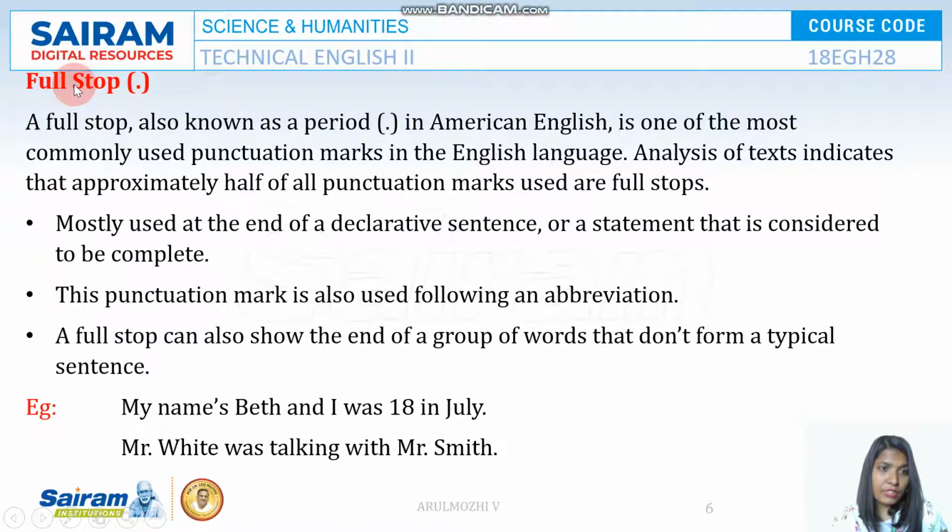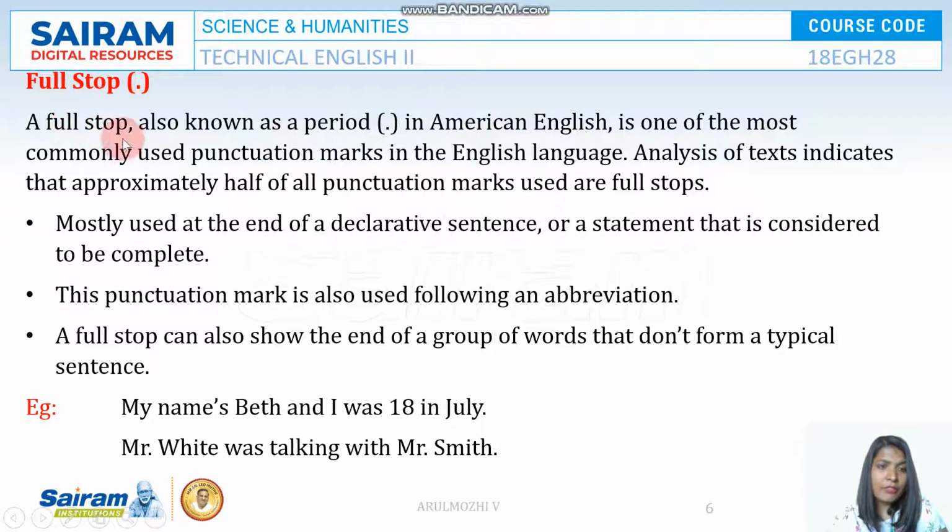Okay, first, full stop. There are three main uses of full stop. We use full stop to end a statement. Full stop, in American English, is called a period. Okay, and full stop means pause. Wherever there is a full stop, you will have to pause. You have to give a pause. That is the meaning of it.